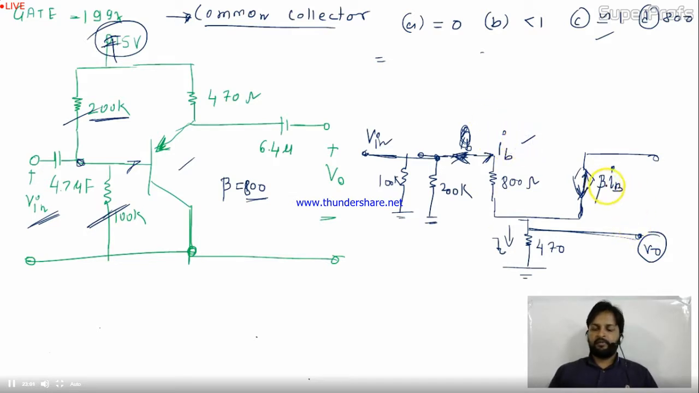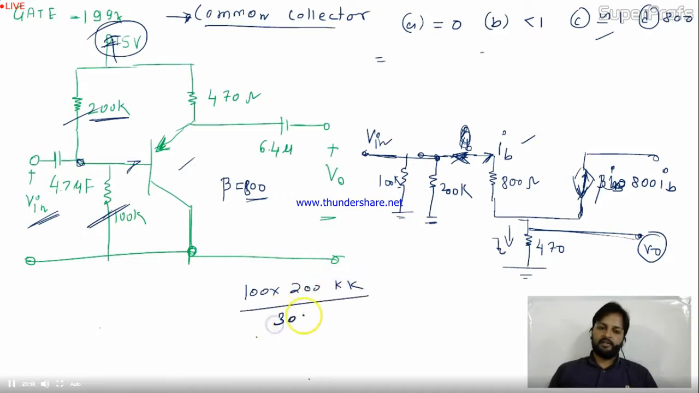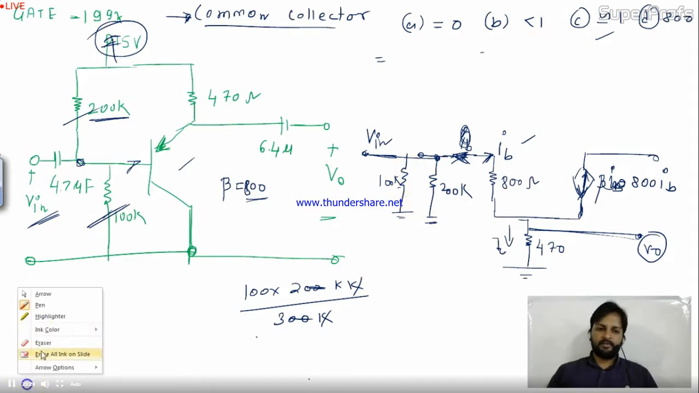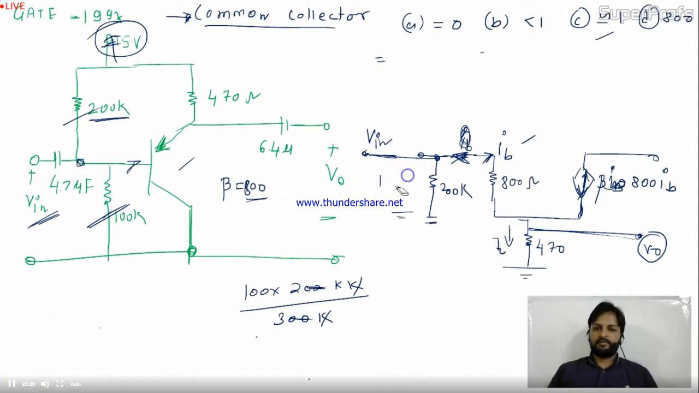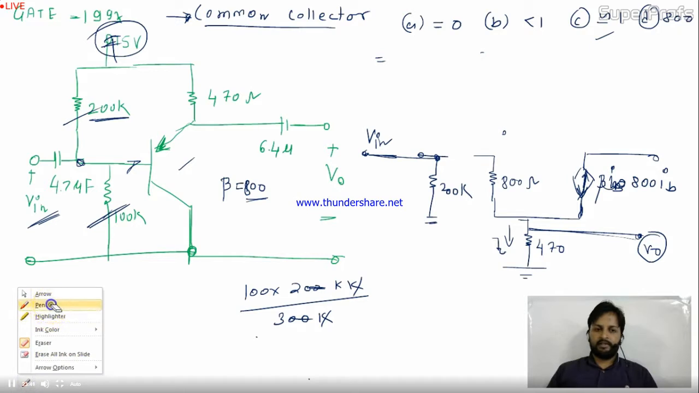We don't know IB. We know the beta. It will be 800 of IB. Is it okay? Again, we can resolve this if we want. 100k and 200k are in parallel. 200k divided by 300k, k gets cancelled, this is 200 by 3k. So the equivalent of this you can replace now by only one. Let me do it clearly. This is 200 by 3k.